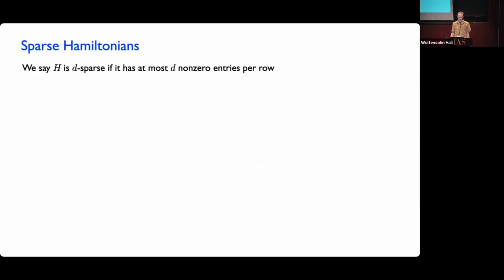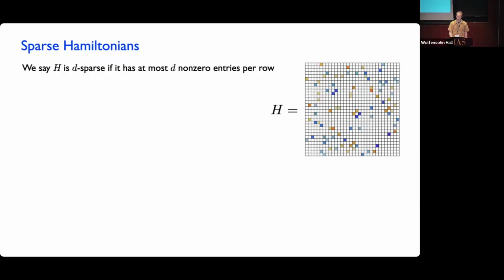We're going to say that it's d-sparse if it has at most d non-zero entries per row. And since it's Hermitian, that also means it has at most d non-zero entries per column. So what that intuitively looks like is a matrix where most of the entries are 0, and then we have just a few non-zero entries spread throughout the matrix.